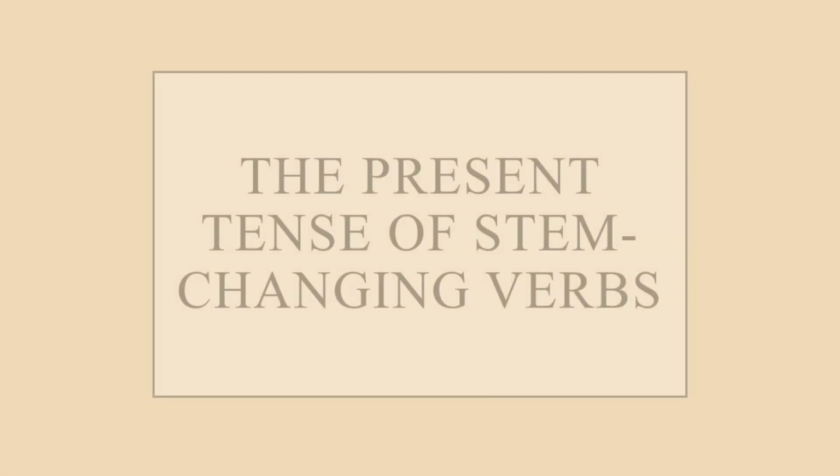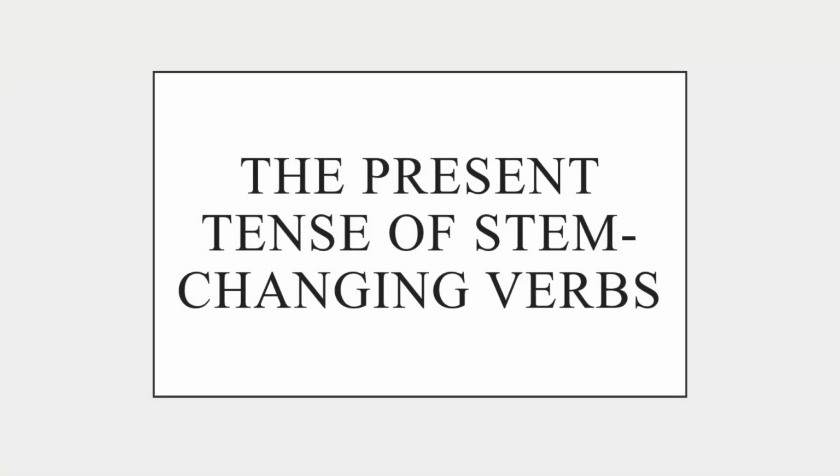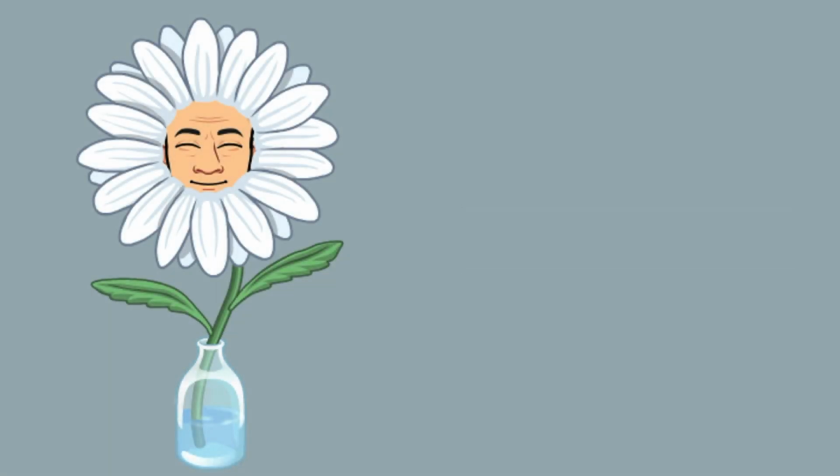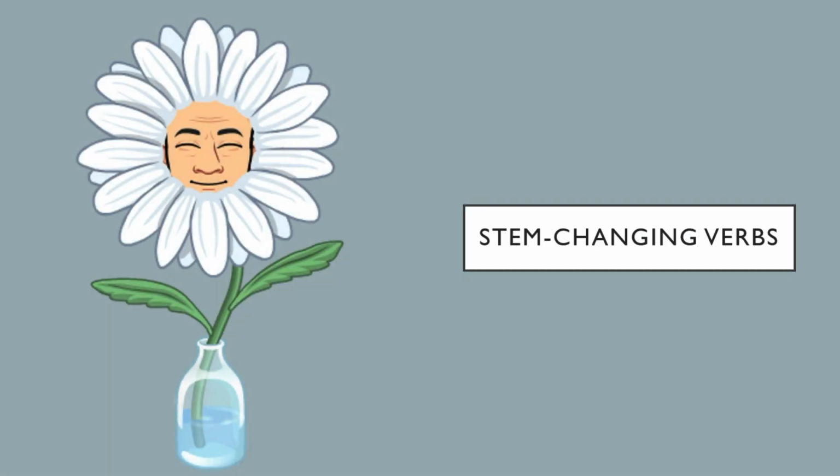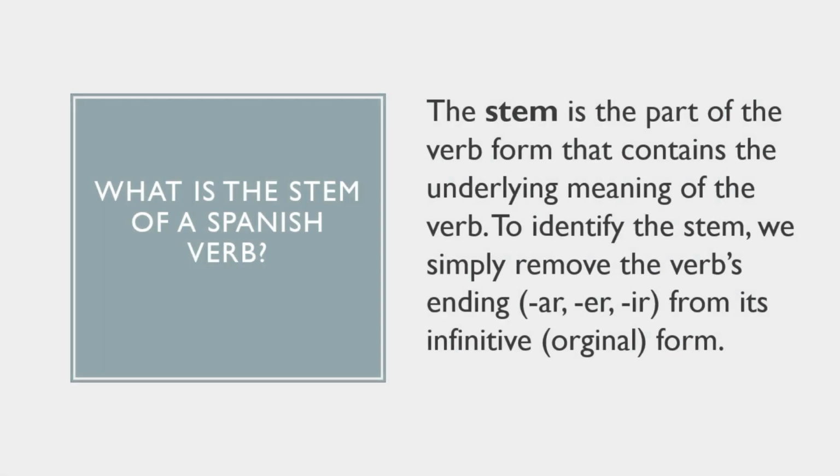Now, let's look at stem changing verbs, a different kind of verbs. In Spanish, yes, we have stem changing verbs. The stem, like in a flower, is the part of a verb that contains the underlying meaning of the verb. It's essential. Without the stem, there is no life. So, to identify the stem, we simply remove the verb's ending from the infinitive, which is the original form.